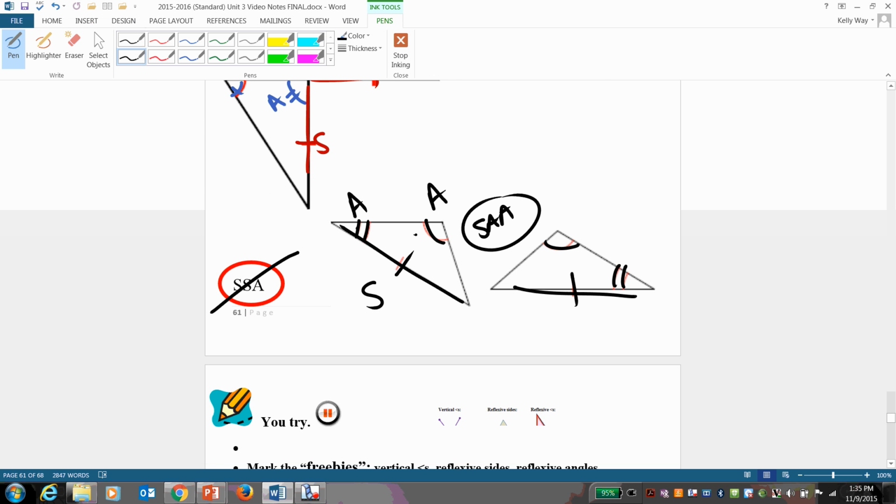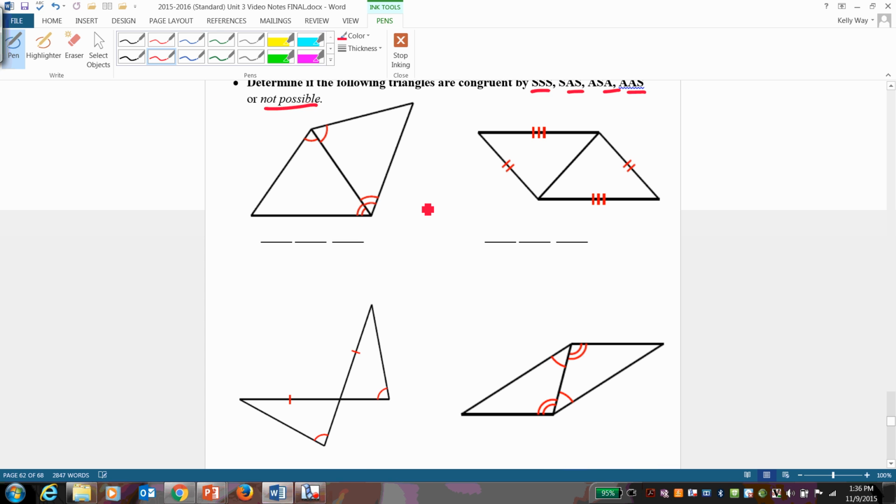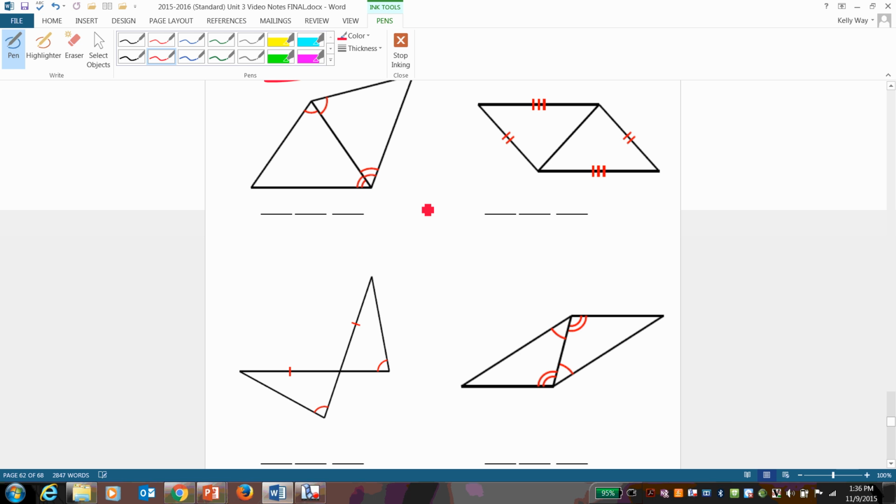Okay, so let's watch out. I'm going to show you how to find these triangles. Ready? I'm going to do this first one, and then you're going to do the rest. First, you have to mark the freebies: vertical angles, reflexive sides, reflexive angles. Wherever you mark them, A for angles, S for sides. Then you determine whether it's congruent by side, side, side, side, angle, side, angle, or angle, angle, side, or determine if it's not possible. I'd like you to take a wild stab at these yourself, pause the video, and then restart.